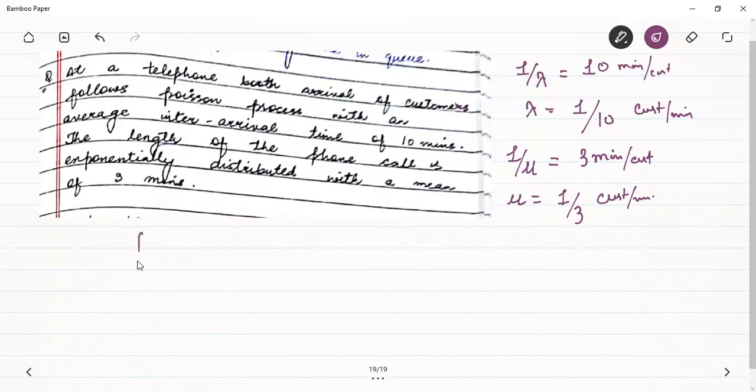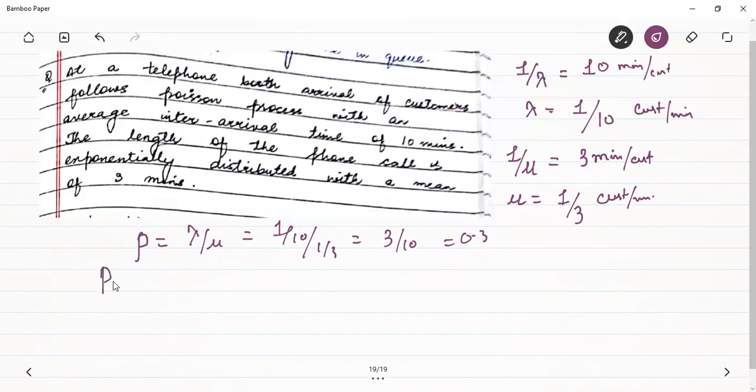So अगर हम इसमें यूटिलाइजेशन रेशियो निकालें, that will be equal to lambda by mu, that will be equal to 1 by 10 divided by 1 by 3, that will be equal to 3 by 10, that will be equal to 0.3. Okay, so this gives us the probability that the server is busy. Or it gives us the probability that the new customer arriving has to wait. It has to wait because the server is busy.